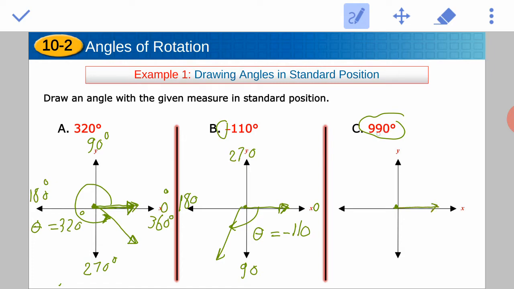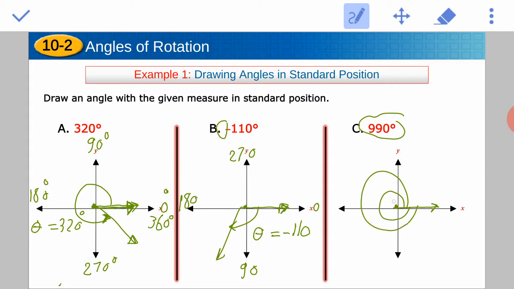The direction is counterclockwise because it's a positive angle. So guys, if we start from here and we made a complete round, this is 360. So I didn't reach 990. We are very far from 990. So we can make another complete round, continue making another complete round.